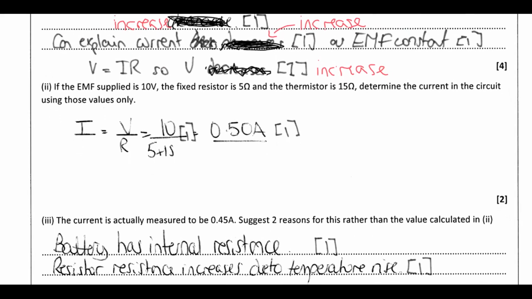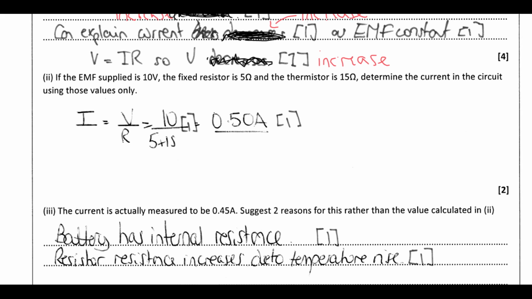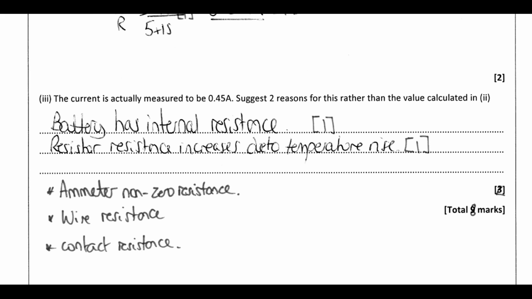So if the EMF supplied is 10 volts and the fixed resistor is 5 ohms, thermistor is 15, determine the current in the circuit. So we're going to put the EMF supplied, 10, over the total resistance, 20, giving you a current of 0.50 amps to 2 significant figures. So that's your current. We actually measure the current to be 0.45 amps. Suggest 2 reasons for this, rather than the 0.5 we've just calculated.